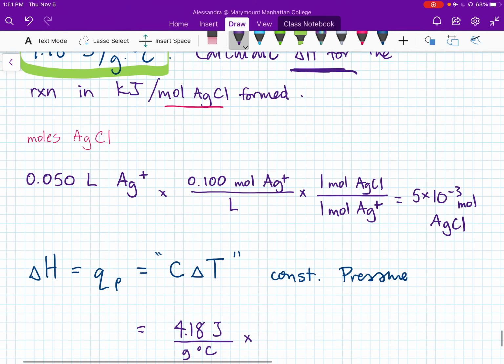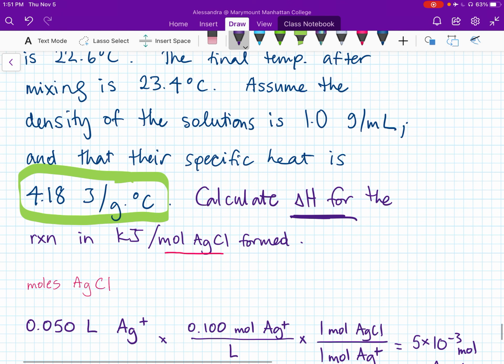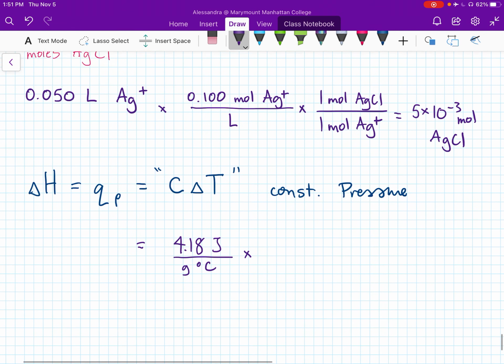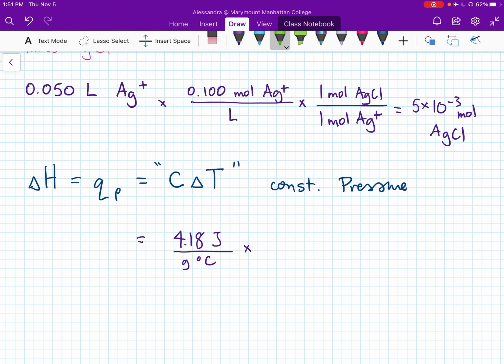Okay, and I want to be very careful to specify what I'm talking about here. The density of the solutions is 1 gram per milliliter. The specific heat of the solutions is equivalent to the specific heat of water. So how many grams of solution do I have? That's the question I need to ask in order to figure out what to multiply this by. How many grams of solution do I have?